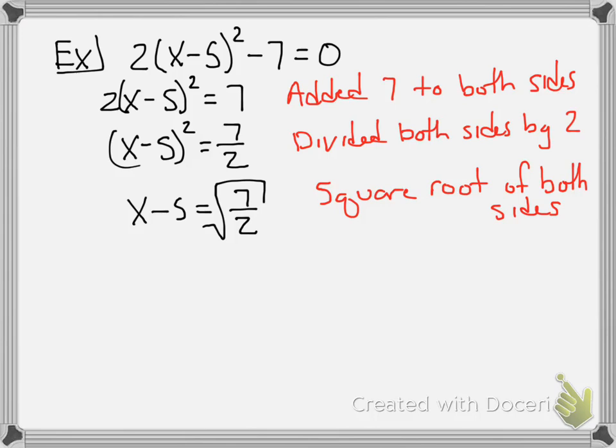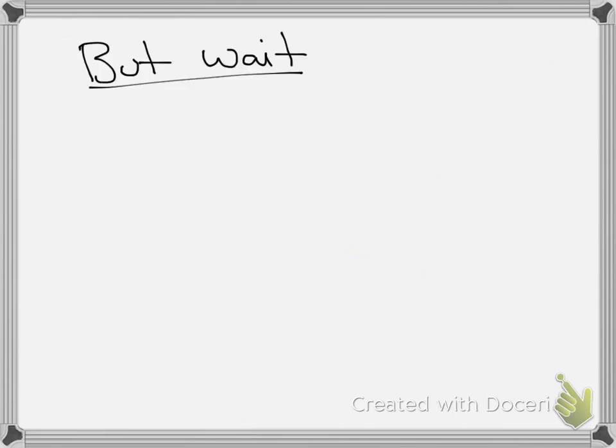So now we'll take the square root of both sides. Okay, so if we were just doing this really quickly, we'd say, okay, now we've got x minus 5 on the left-hand side equals square root of 7/2. Now we'll add 5 to both sides. So we might think we're done at this point. But we're missing something here, okay?